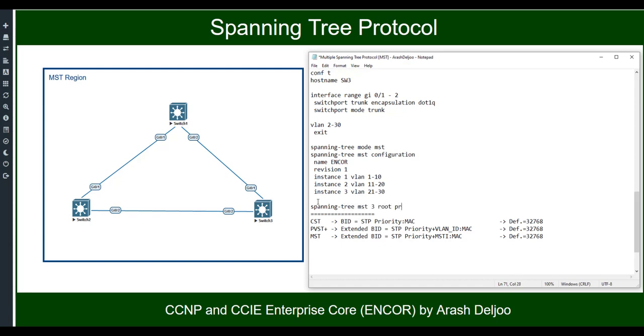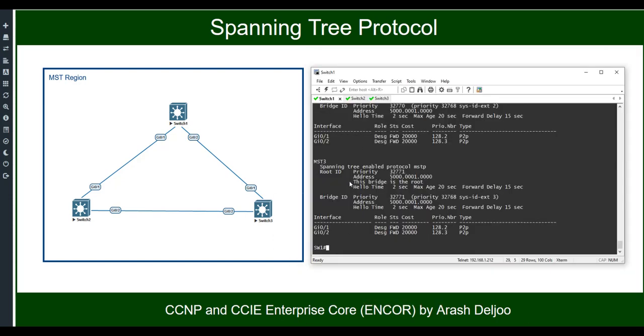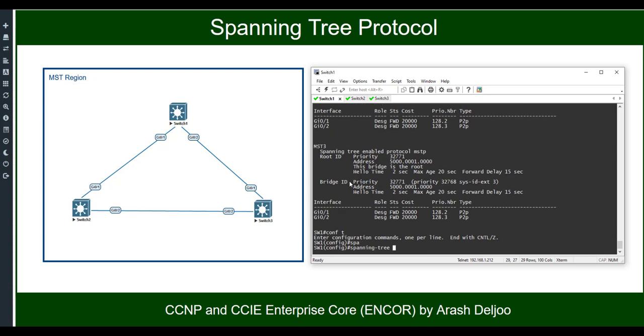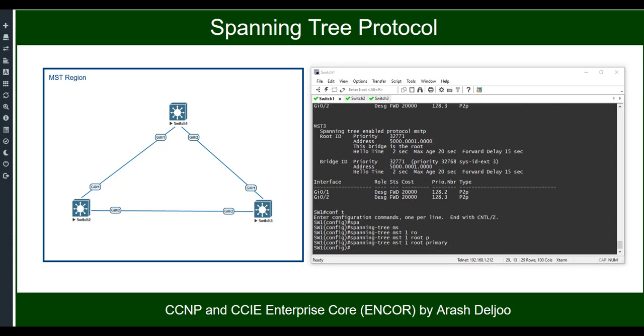Actually, every command that you have learned previously with spanning-tree VLAN, you should replace with the spanning-tree MST command, okay? Let me show you. In switch 1, I'm going to configure: conf t, spanning-tree MST1 root primary. Or if you want, you can use spanning-tree MST1 priority, then the priority.